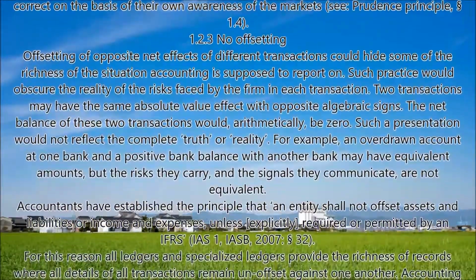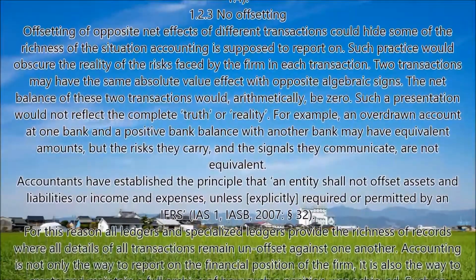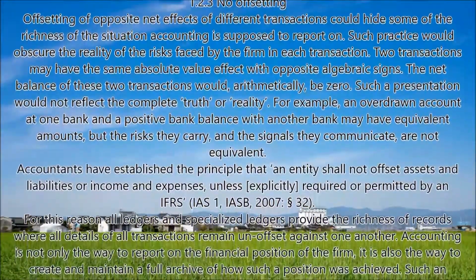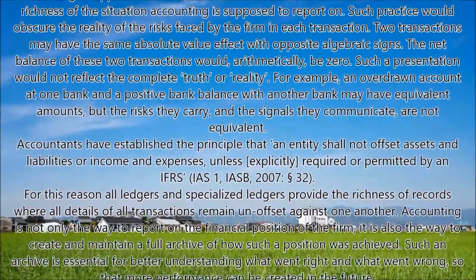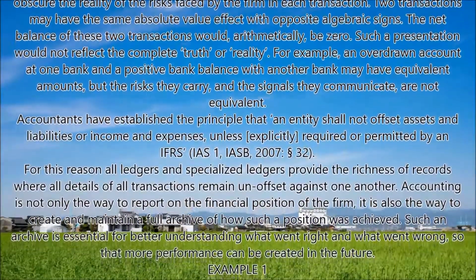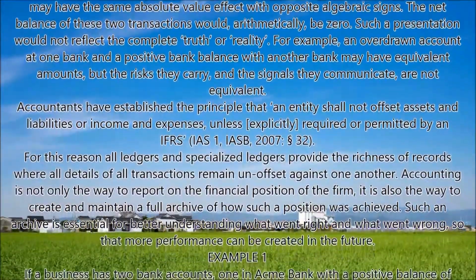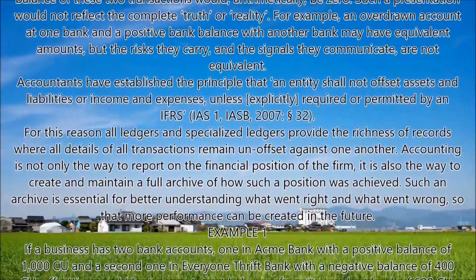See Prudence Principle, 1.4. 1.2.3 No offsetting. Offsetting of opposite net effects of different transactions could hide some of the richness of the situation accounting is supposed to report on. Such practice would obscure the reality of the risks faced by the firm in each transaction. Two transactions may have the same absolute value effect with opposite algebraic signs. The net balance of these two transactions would, arithmetically, be zero. Such a presentation would not reflect the complete truth or reality.